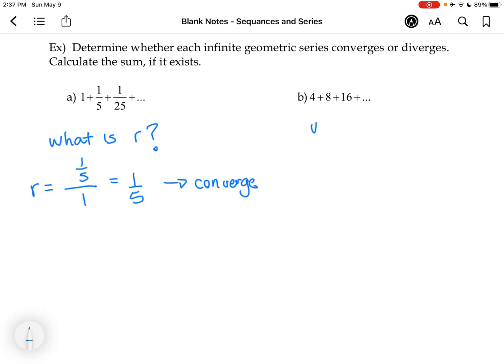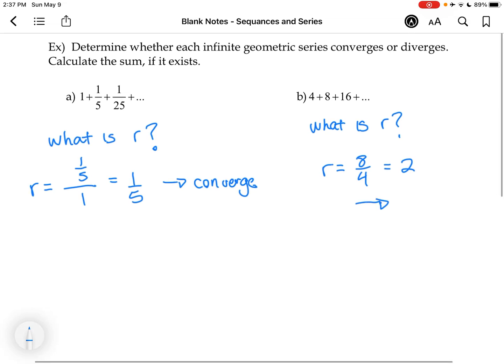Okay, if we look at this guy and we say, what is r? Well, r is one term divided by the term before it, so I could do 16/8 or 8/4, and that's 2. 2 is not between -1 and 1, so this series diverges, and we cannot find the sum.